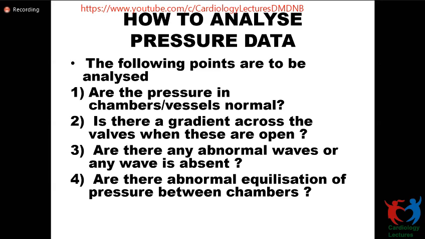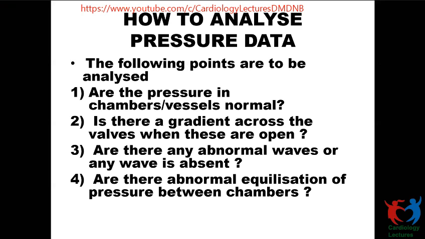Then, are there any abnormal waves or any wave absent? For example, in a patient with atrial fibrillation, you may not see an A wave in the right atrium. Or in a patient with tricuspid regurgitation, you may find a prominent V wave in the right atrium. So the wave pattern also should be studied. If there are any abnormal waves, that should be interpreted. And if a wave is absent, that also should be interpreted.